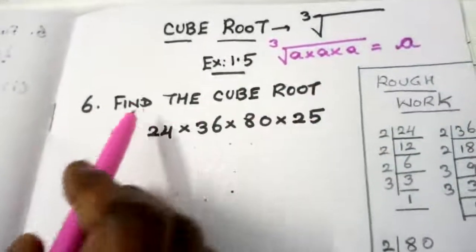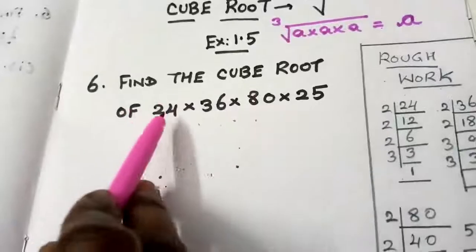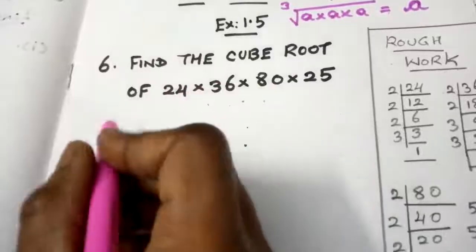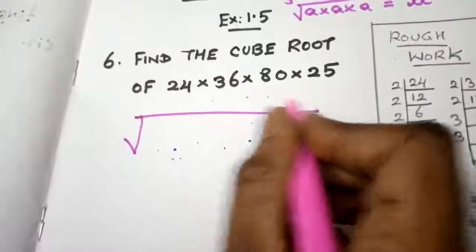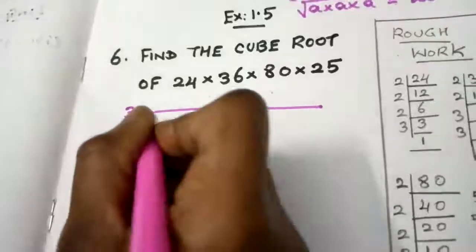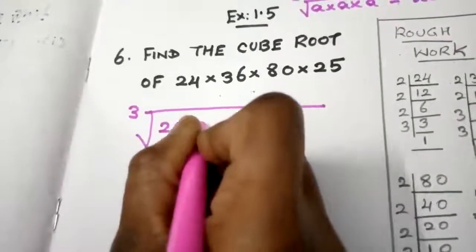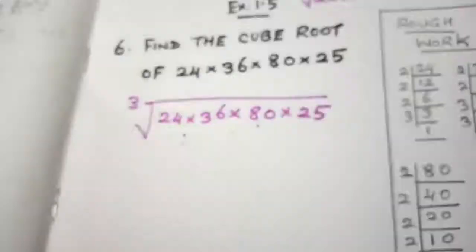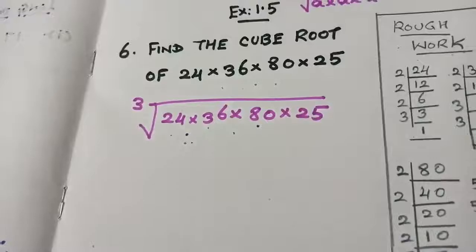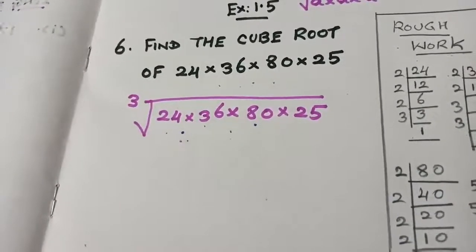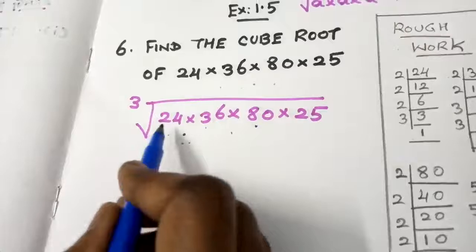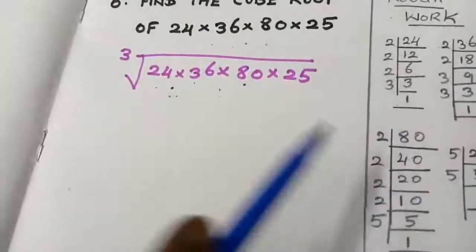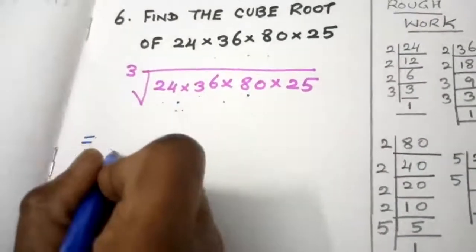Now what is the question they are asking you? Find the cube root of 24 into 36 into 80 into 25. I want to find the cube root of this following number. So cube root, this is the meaning of cube root, 24 into 36 into 80 into 25. Now before finding the cube root, they will not tell you to find the factors. We have to find the factors. So for each number 24, 36, 80 and 25, I am finding the factors, students. Just see here how I am going to write now.